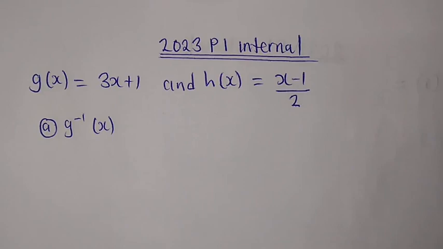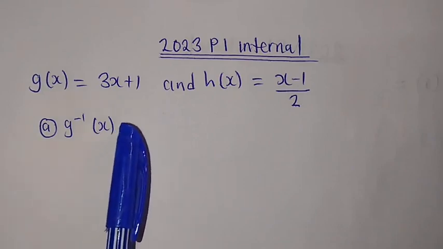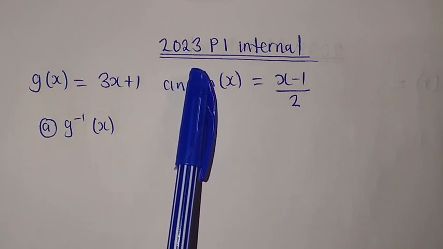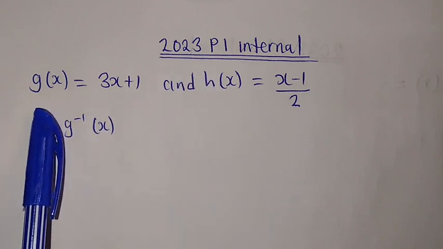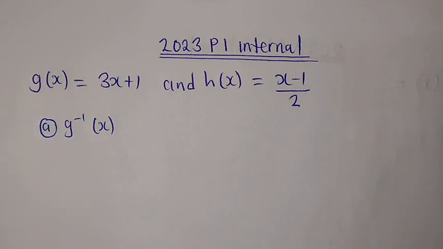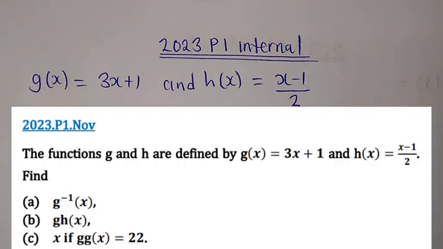In this presentation, we are answering a question that came in Mathematics Paper 1 for 2023. This is a question coming from functions. The question reads: the functions g and h are defined by g(x) is equal to 3x plus 1 and h(x) is equal to (x minus 1) over 2. So these are the functions that we are given.